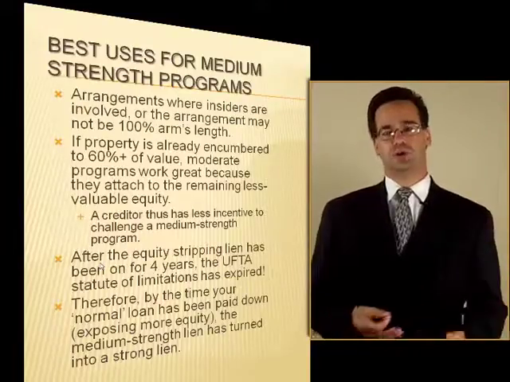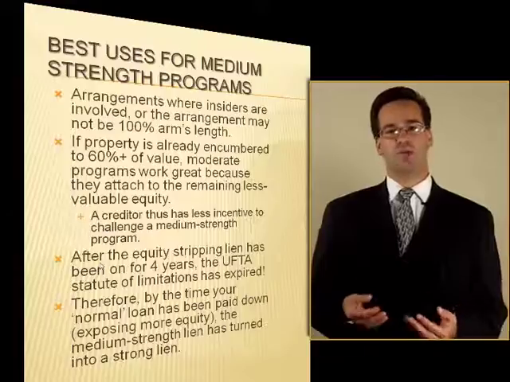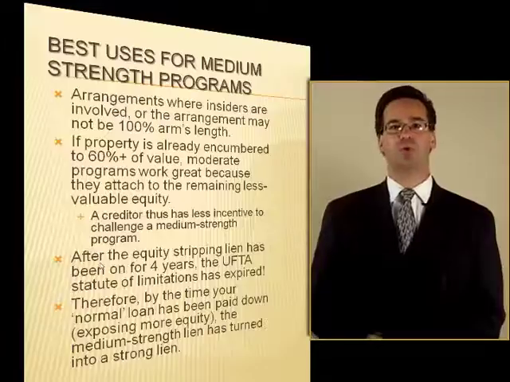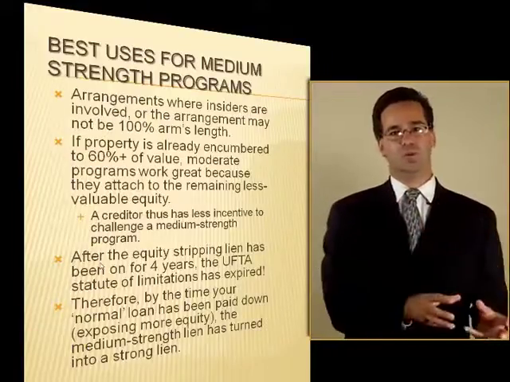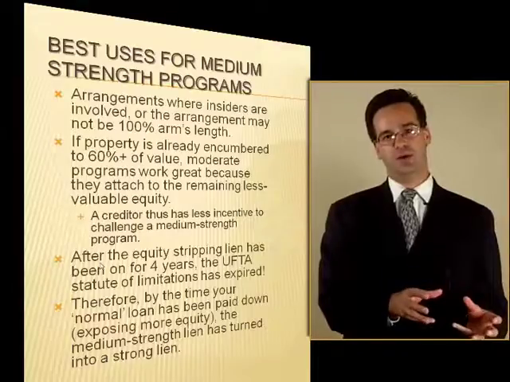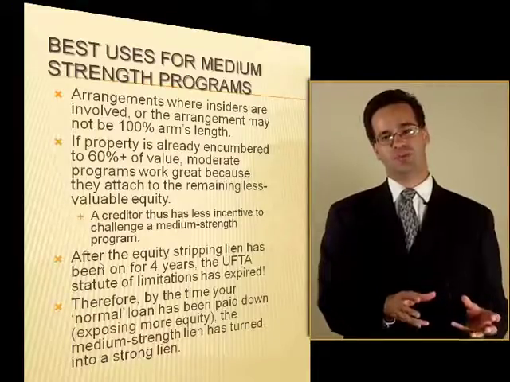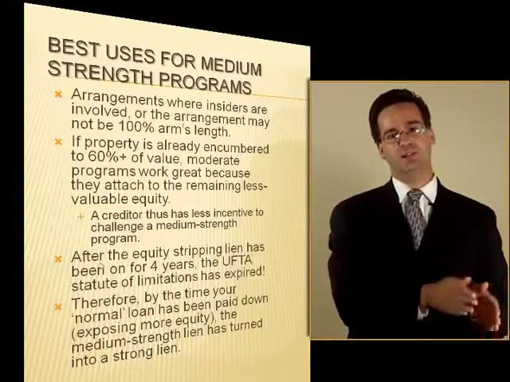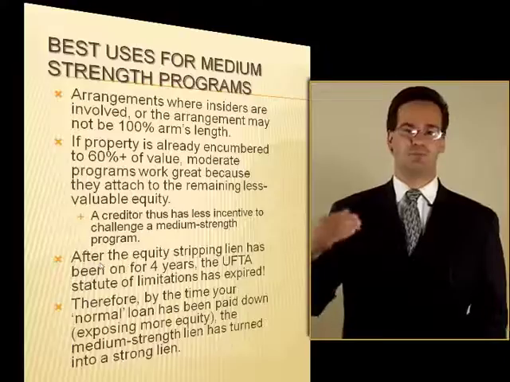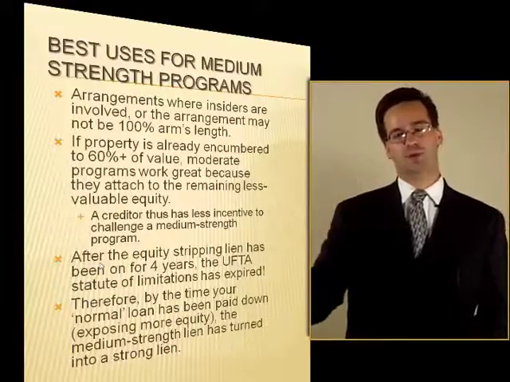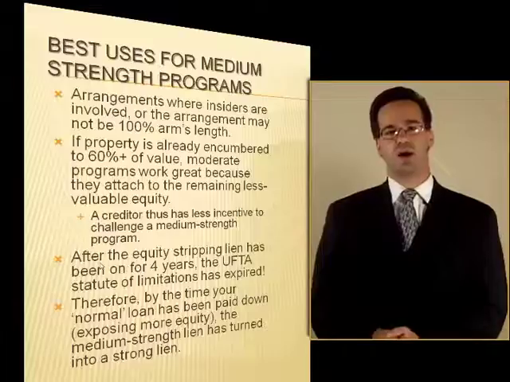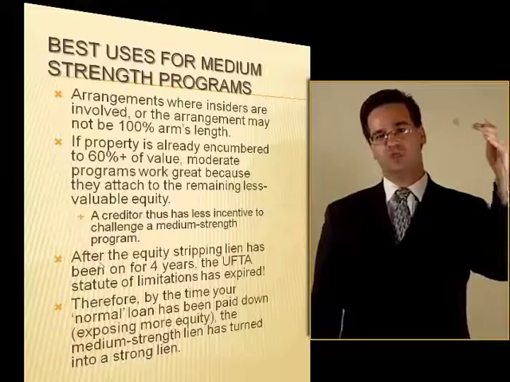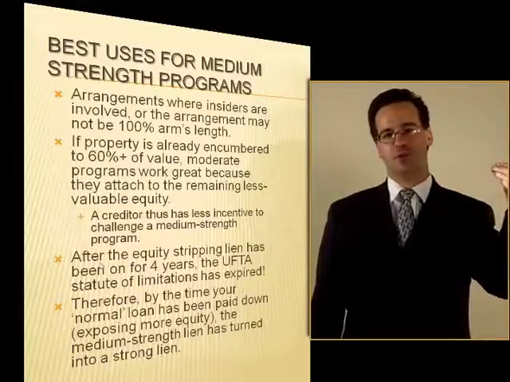But remember, I told you earlier, if you have a normal bank loan on your property, that will get paid down over time, and eventually you're going to have a lot of equity exposed in that property. Well, put our medium strength lien on now, and after four years of that lien being on there, under fraudulent transfer law, the statute of limitations for challenging that lien expires in most states after four years. So by the time the more valuable equity becomes exposed because you pay down the first loan, the statute of limitations on our equity stripping program has expired. It goes from medium strength to a strong lien that will be very difficult for a creditor to undo.